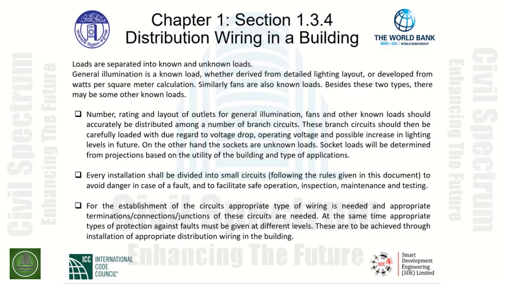Chapter 1, Section 1.3.4, titled Distribution Wiring in a Building. Loads are separated into known and unknown loads. General illumination is a known load, whether derived from detailed lighting layout or developed from watts per square meter calculation. Similarly, fans are also known loads. Besides these two types, there may be some other known loads or unknown loads.